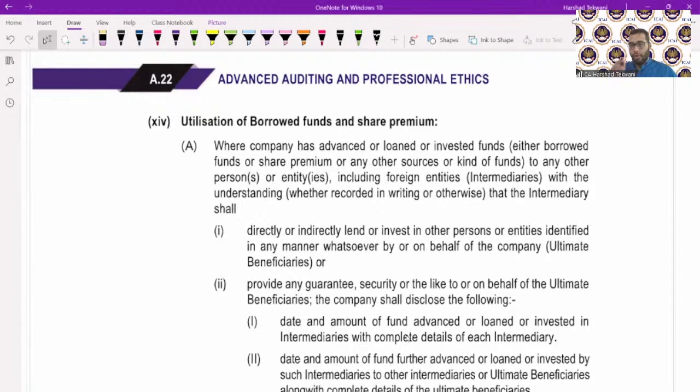Utilization of borrowed funds and share premium. Where the company has advanced any loans or invested funds, advanced or loaned or invested funds, to any other person or entity, including foreign entities, with the intermediary.